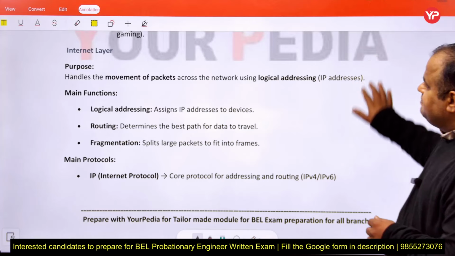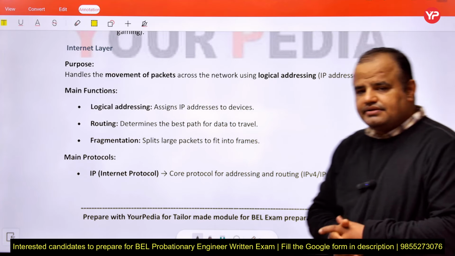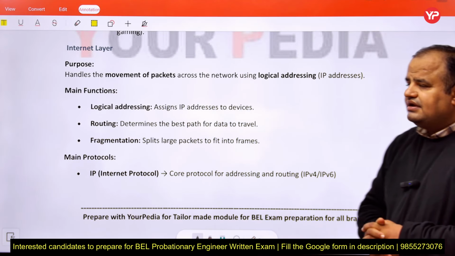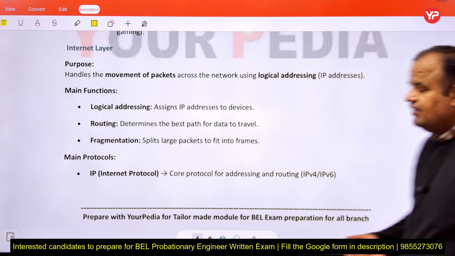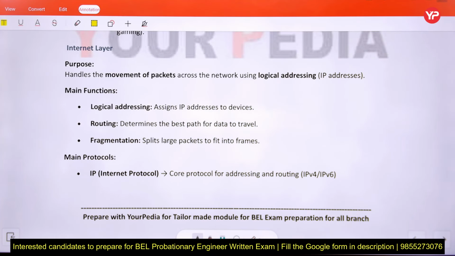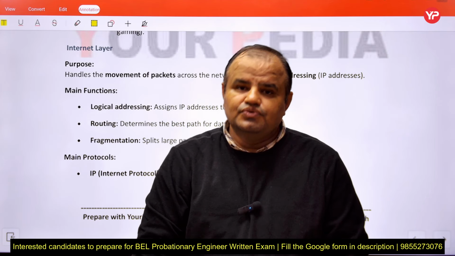Let's move on to the third part, the internet layer. What is the purpose of the internet layer? Some books also refer to it as the network layer. You can call it either the internet layer or the network layer. It handles the movement of packets across the network using a logical address, which is called the IP address. Mainly we use two types of address: one is the logical or IP address, and one is the MAC address. These two addresses are used to communicate.